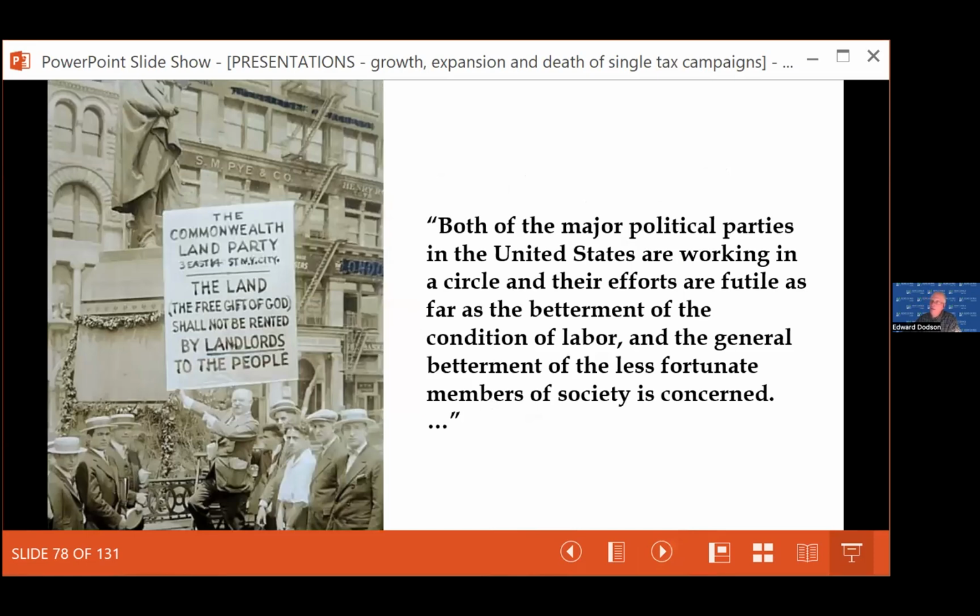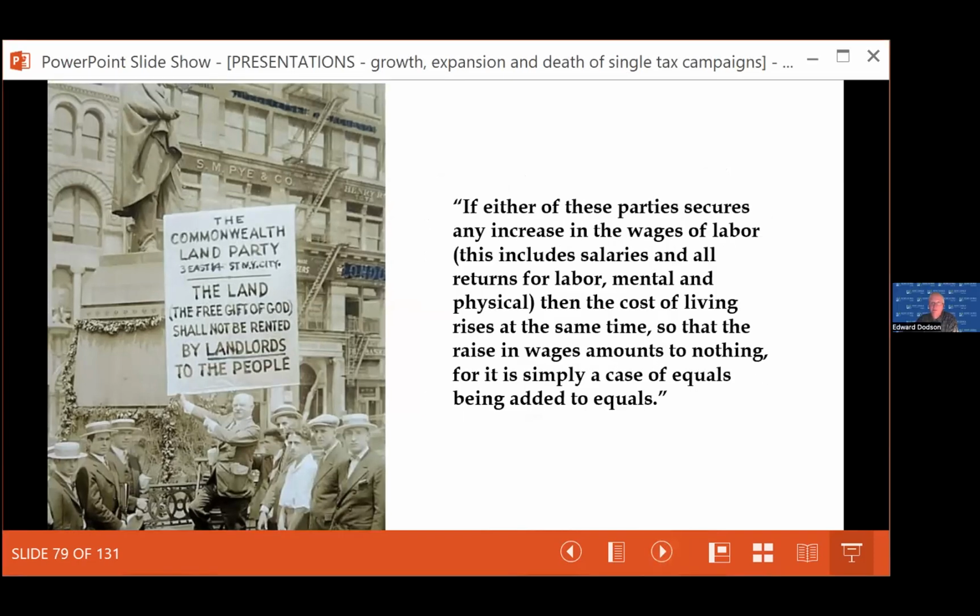Someone else volunteered to read? I can read. Yanis, thank you. Yes. Both of the major political parties in the United States are working in a circle, and their efforts are futile as far as the betterment of the condition of labor and the general betterment of the less fortunate members of society is concerned.